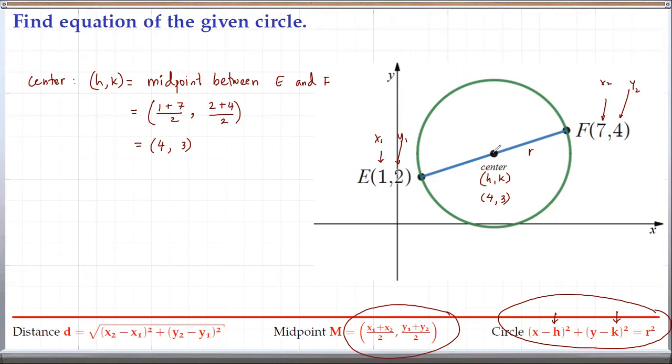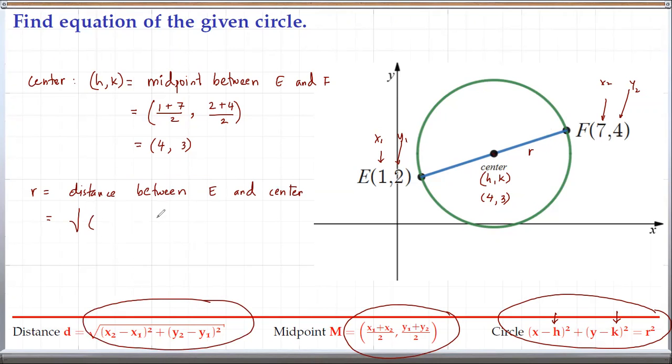r is the distance from center to a point on the circle. So we can take E or F, one of those two points, and apply the distance formula. So r is the distance between E and center. Or we could do F and center. That will give you the same length. So this will be the square root of, we have the formula over here, (x2 minus x1) squared plus (y2 minus y1) squared.